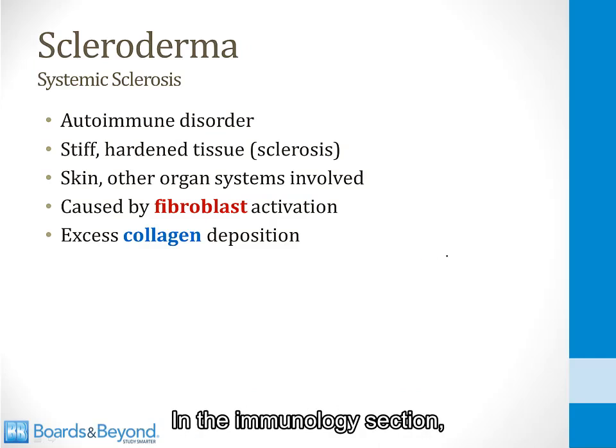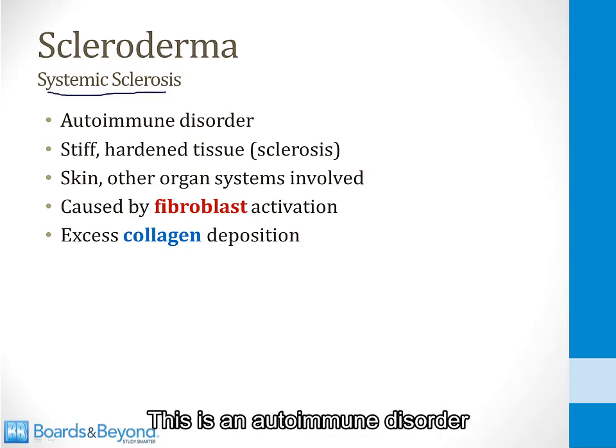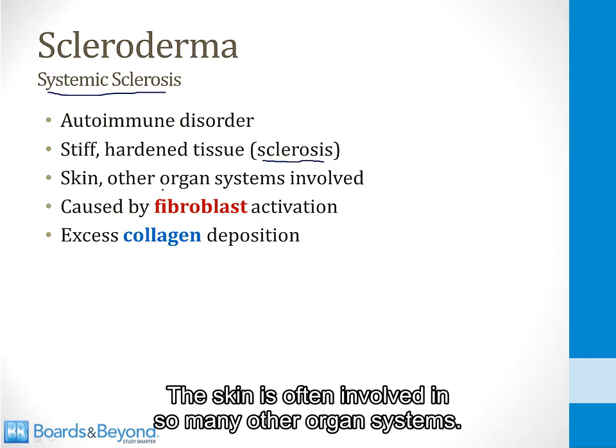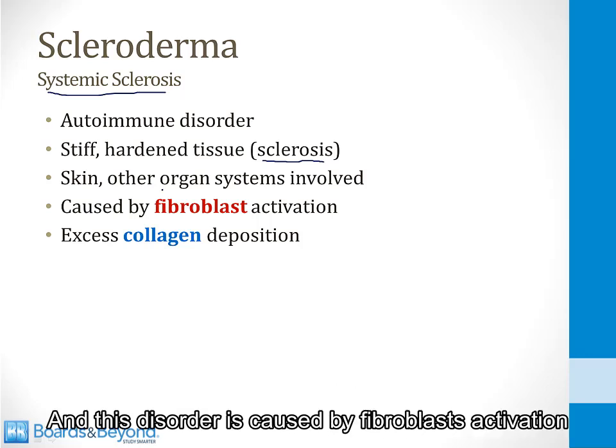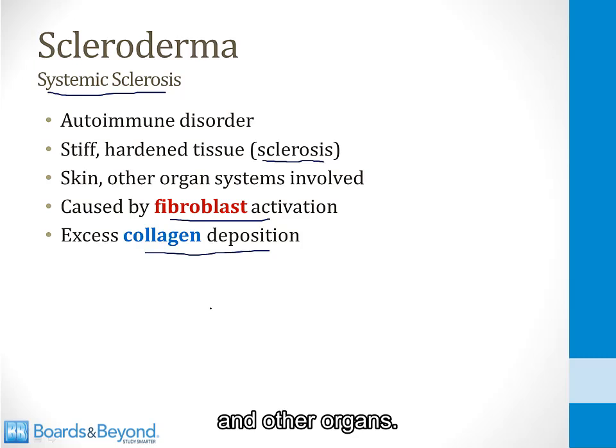In the immunology section, I have a video on scleroderma, which is also called systemic sclerosis. This is an autoimmune disorder that results in stiff, hardened tissue. That's why it's called sclerosis. The skin is often involved, and so are many other organ systems. And this disorder is caused by fibroblast activation that leads to excess collagen deposition in skin and other organs.